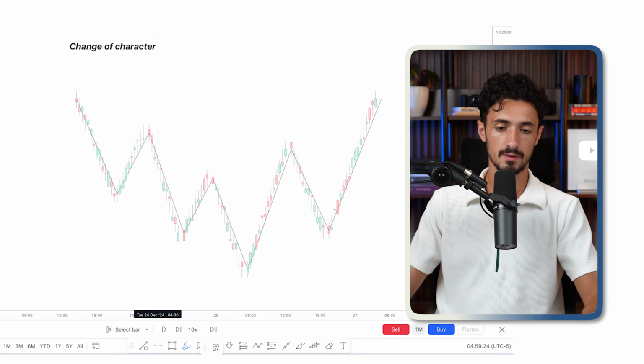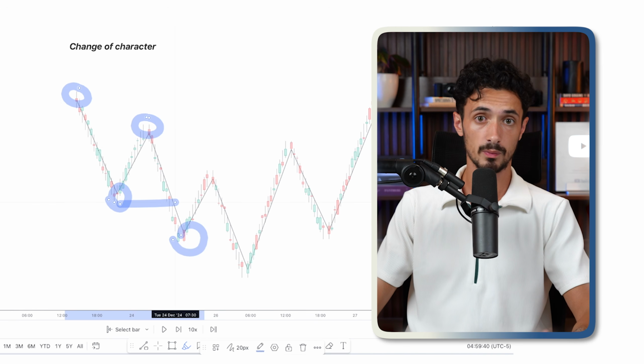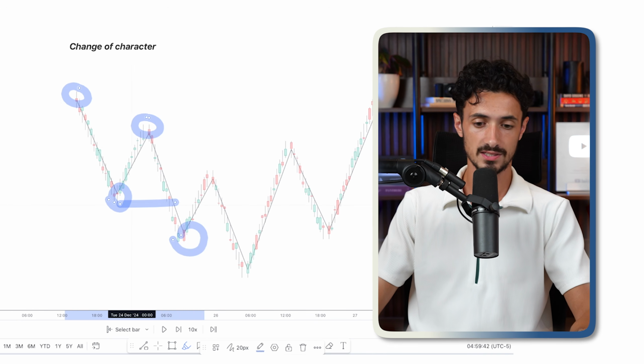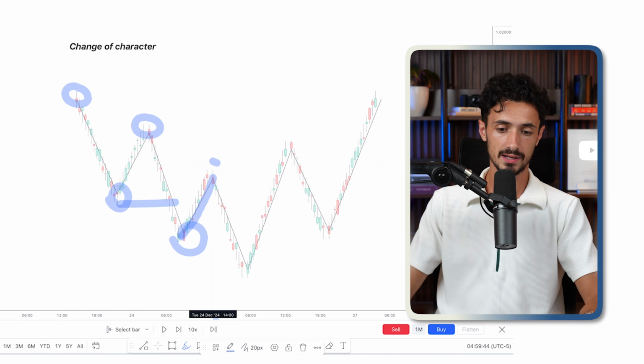Essentially, the change of character is moving from one side of the market to the other. So if we look at what we've just learned and we apply that, you can see that we have a swing high up in here, a swing low down here, we pull back for a lower high, and then we go lower low. So right now we are bearish and it is confirmed. That is our break of structure. Then we have a pullback, lower high, and continuation, break of structure, lower low.